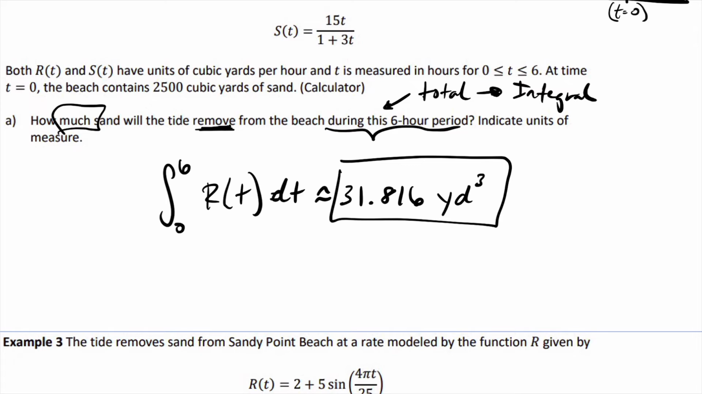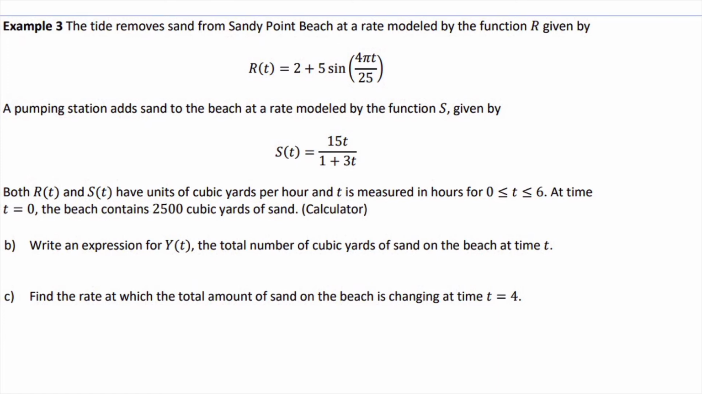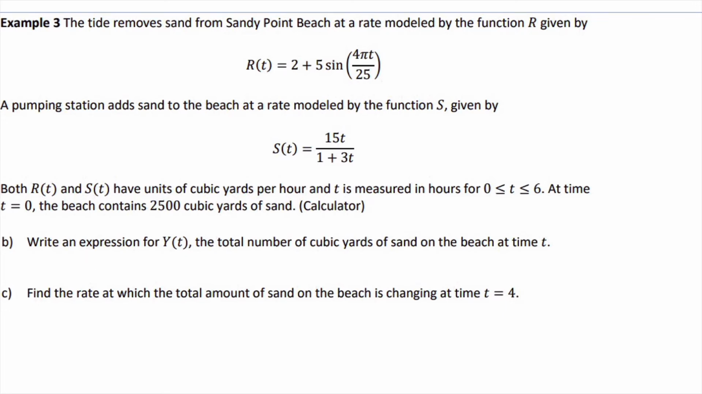Okay. So let's look at 3B. Same thing. Tide pulling sand, pumping station pumps sand in, still 2,500 at time 0. So what we have to do now is write an expression, y of t, for the total number of cubic yards of sand on the beach at time t.